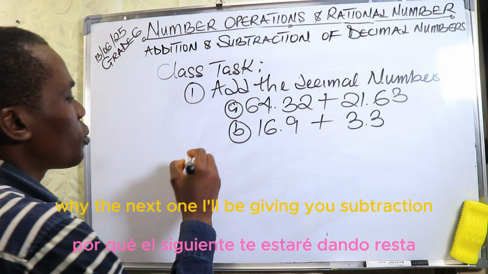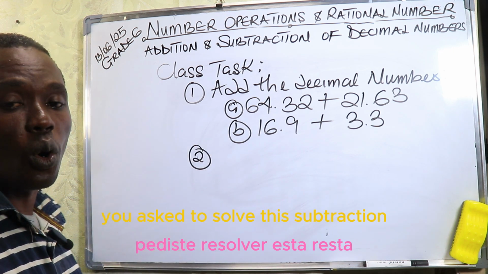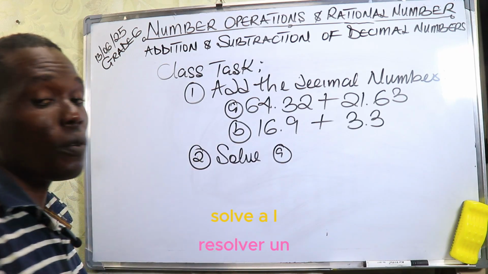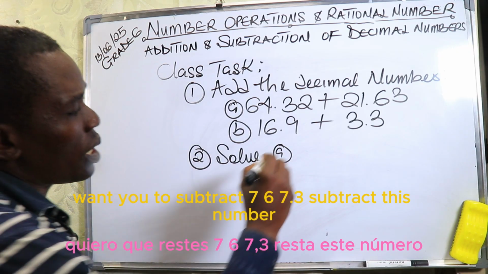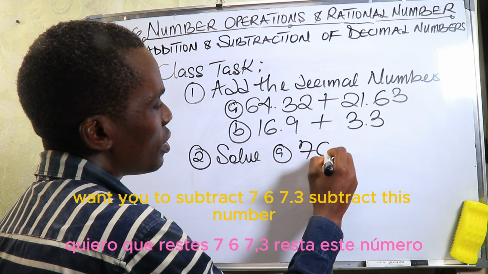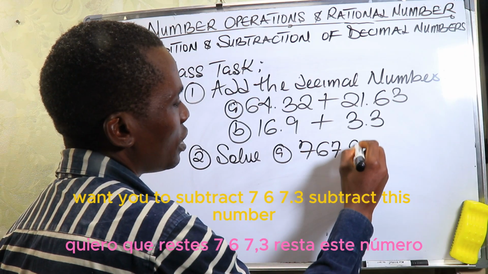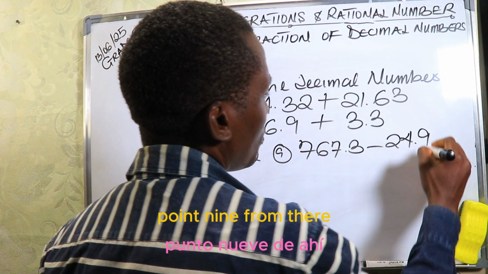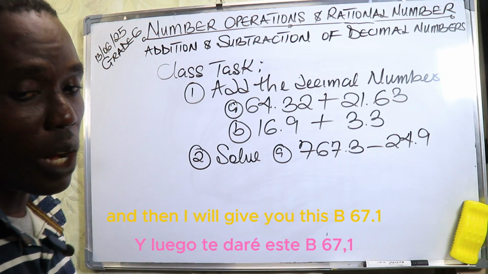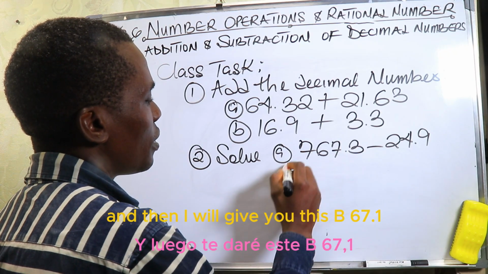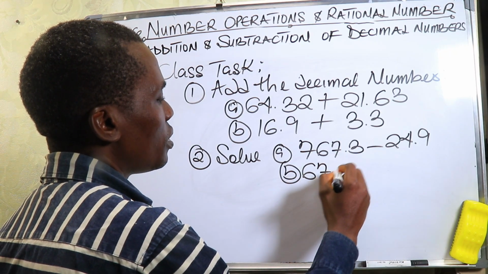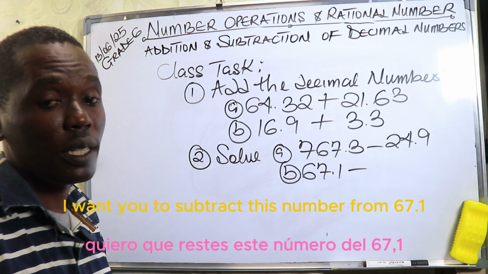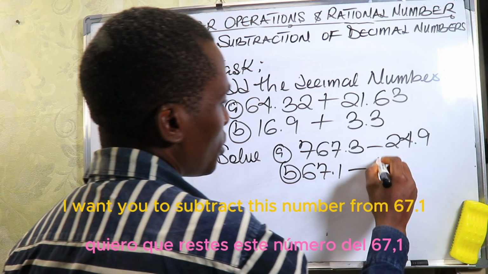The next one, I'll be giving you subtraction. You are asked to solve this subtraction. Solve A: I want you to subtract 0.9 from 767.3. And then I'll give you this B: I want you to subtract 1.19 from 67.1.